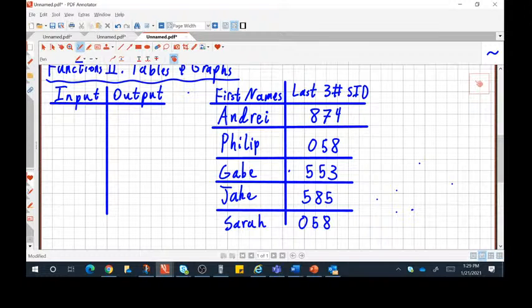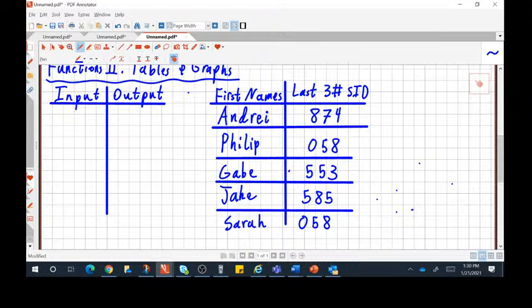Talk it out. What's the input? The input is their first name. It's not a function. What's the last three digits of your guys' student numbers? It wouldn't be a function. It's not a function. All right.